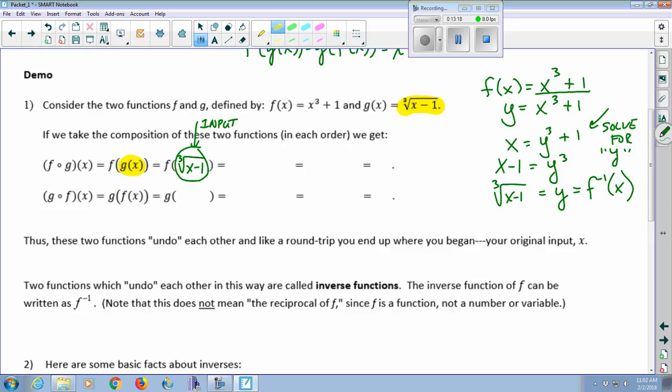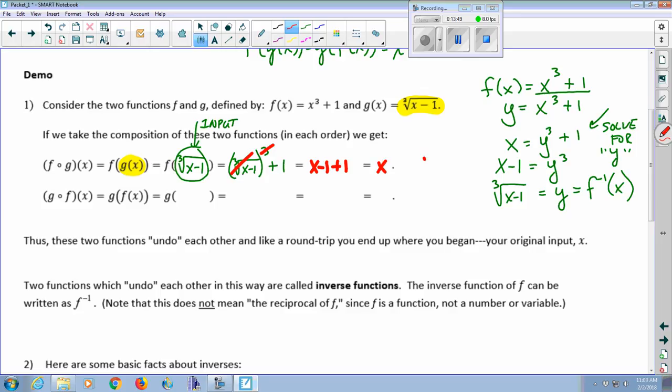So now I look at f and I say, what does f tell me to do to any input? F tells me to cube my input, being the cubed root of x minus 1. I'm going to cube it and then add 1 to it. And now cubing and cube rooting are inverses of each other. They undo each other. And I'm left with x minus 1 plus 1, which gives me x.